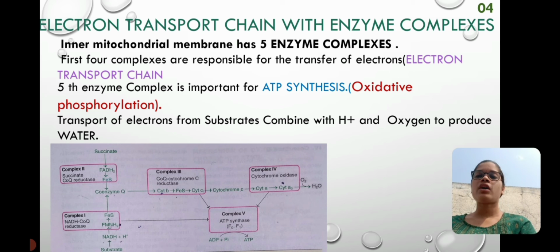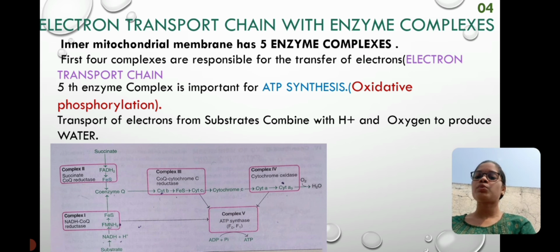As I already said, through the electron transport chain some free energy is liberated, and that free energy is important for the conversion of ADP and inorganic phosphate to ATP, that means the synthesis of ATP, which takes place at the F0 and F1 subunits of the inner mitochondrial membrane. So complex 5 is important for oxidative phosphorylation. This is about the electron transport chain and oxidative phosphorylation in brief.